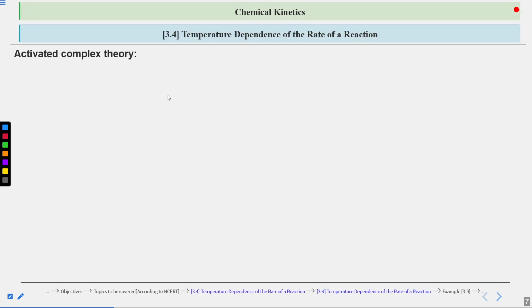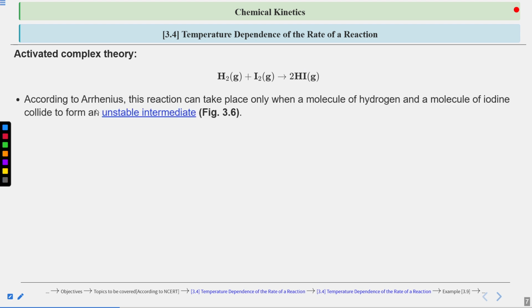Now let's talk about the activated complex theory. So what is the activated complex theory? Let's suppose we have a reaction, hydrogen reacting with iodine and forming two hydrogen iodide in the gaseous form. According to Arrhenius, this reaction can take place only when a molecule of hydrogen and a molecule of iodine collide to form an unstable intermediate. So Arrhenius believes in the formation of the activated complex, or intermediate, whose energy is very high, so it can't be stable.